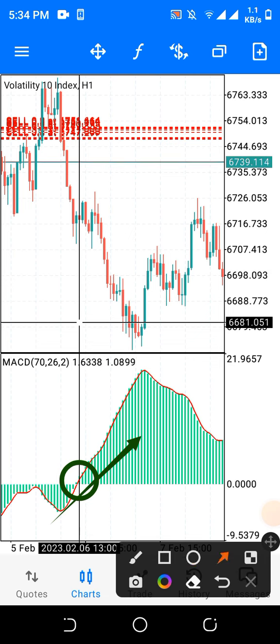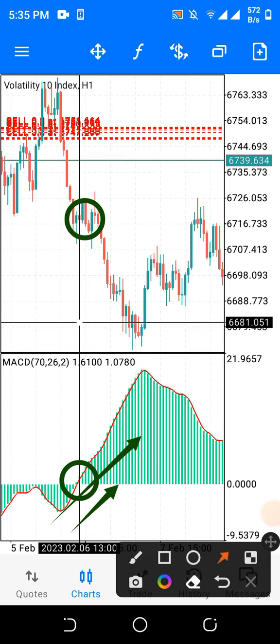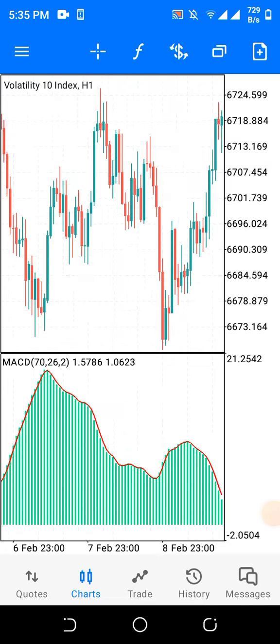As you can see, you make your entry from where the crossing occurs. When the crossing is from down upward, like this movement, this is a sell signal. Do you understand? So I have been recording a lot of profit with this strategy, on this particular pair, volatility 10 index. Do you understand?